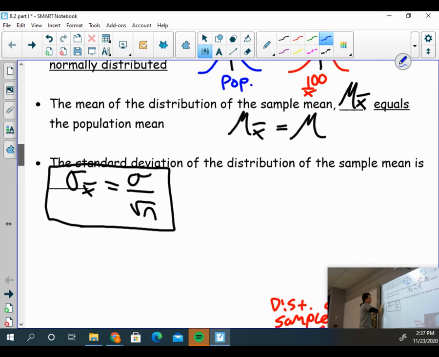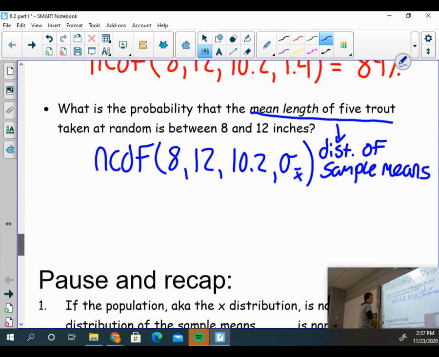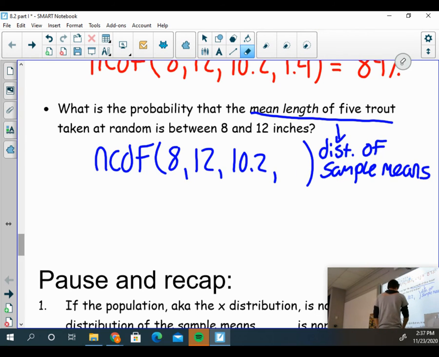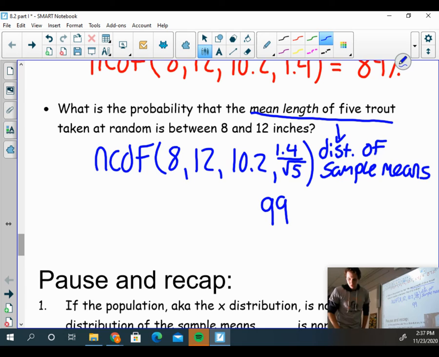What's the standard deviation of the distribution of sample means? Well, to find that, I take my population standard deviation divided by the square root of n. I take my population standard deviation and divide it by the square root of my sample size. With the trout example, there were 5 fish per sample. We took 100 samples, each had 5 fish. When we set this up and solve, you should get something around 99%. It's 99.76% to be exact.